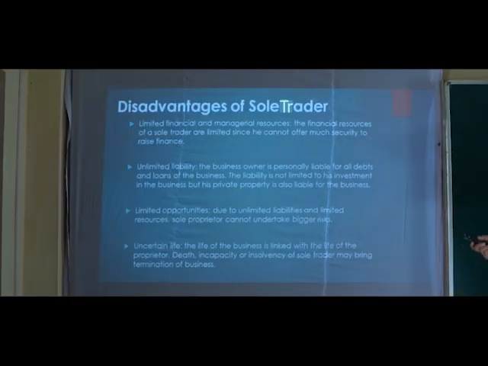Next one is limited opportunities. Due to unlimited liabilities and limited resources, sole proprietor cannot take bigger risks. Resources are limited, liability is unlimited. That's why he cannot take bigger risks, and then he cannot explore all the opportunities.